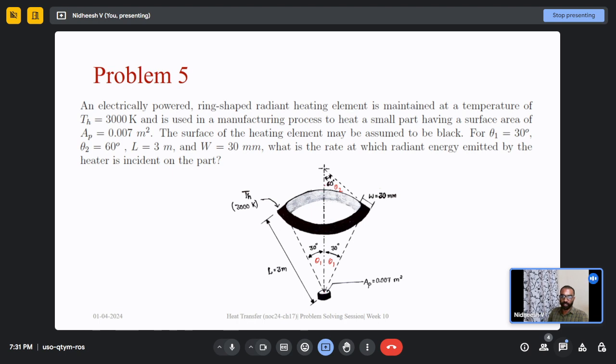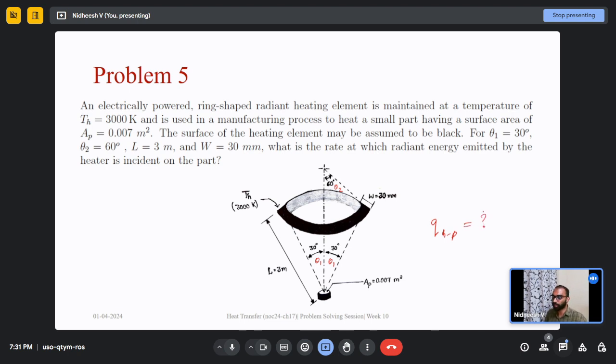The orientation of the ring shaped object and the part that is being heated is shown by different angles: 30 degree, 30 degree, 60 degree, different orientations are shown. The distance between this ring shaped object and the part, the area of this part, and the width of the ring shaped object are all given to us, and we have to find out the heat transfer rate between these two, heater and part. This is what we have to find out.